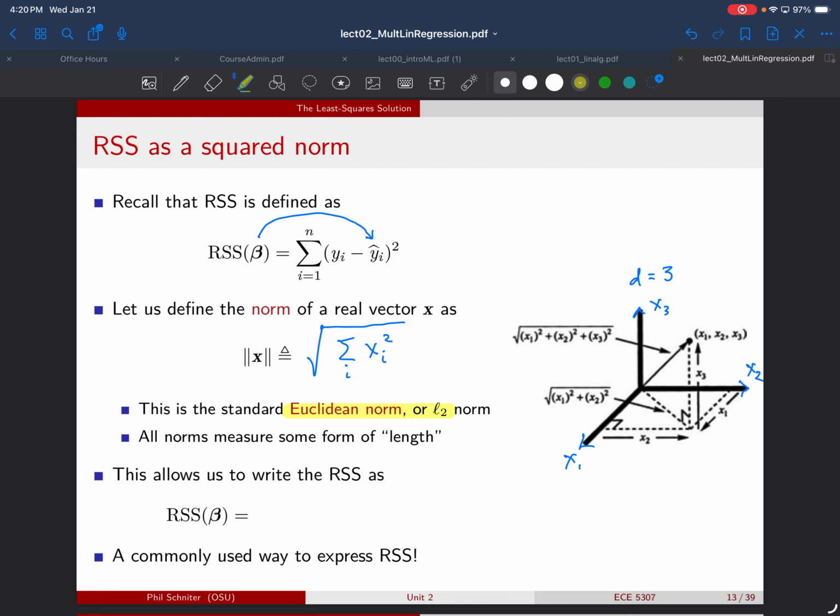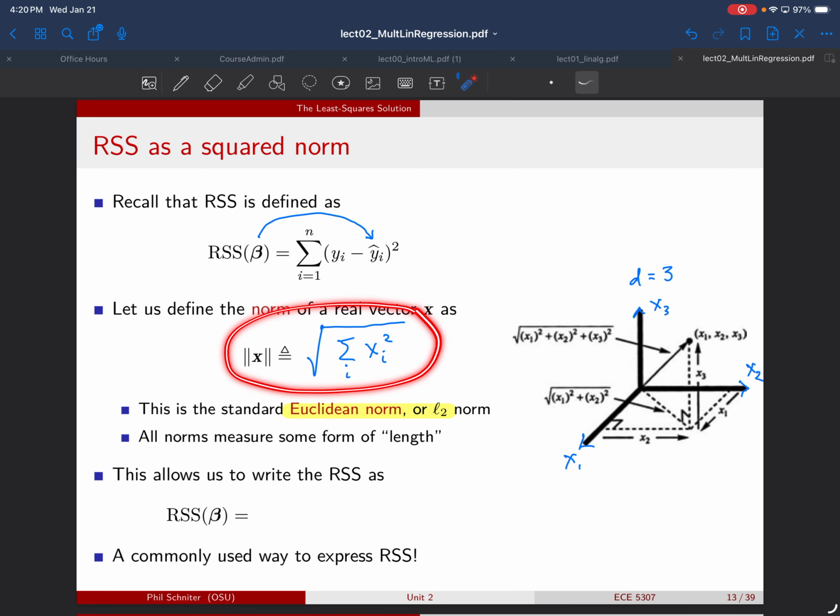There are other norms like the L1 norm, in which case you don't have the square root and you don't have a square. You instead have absolute values. We'll talk about that a little bit later, but for now we'll focus on this Euclidean norm. And this is just one measure of distance or length.